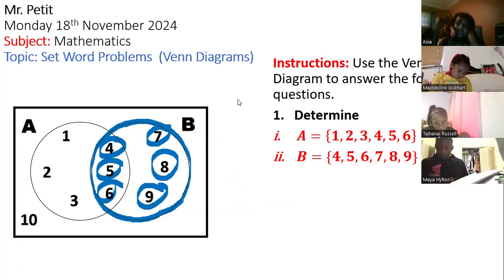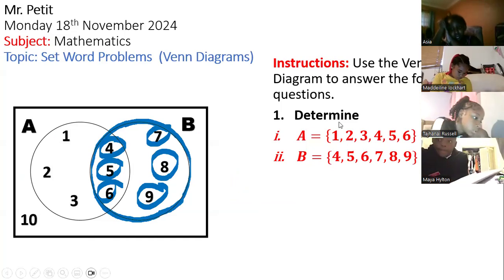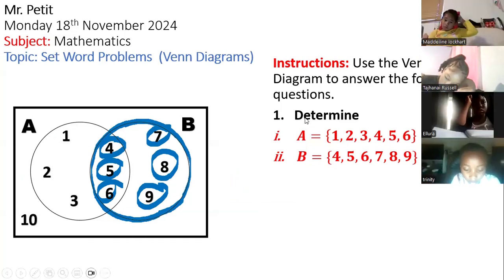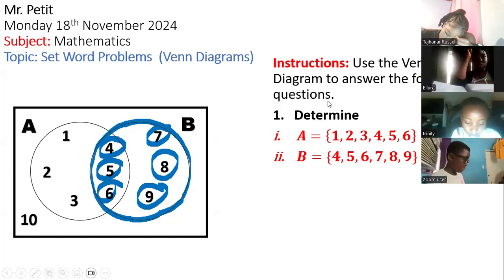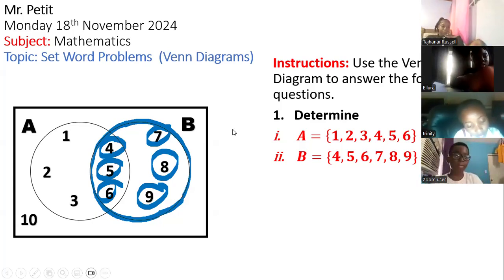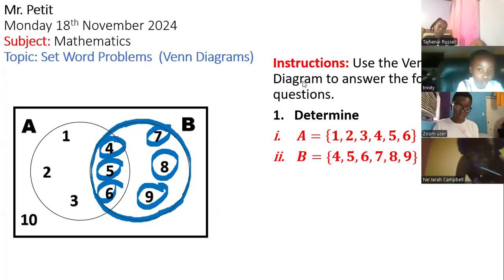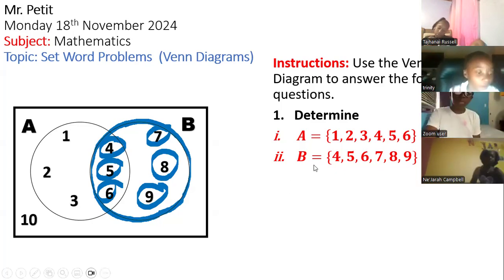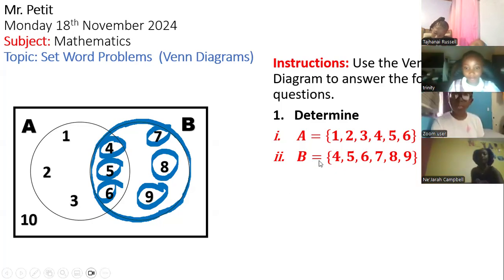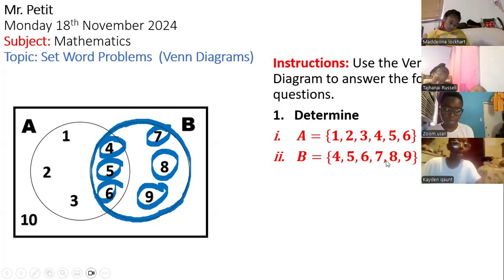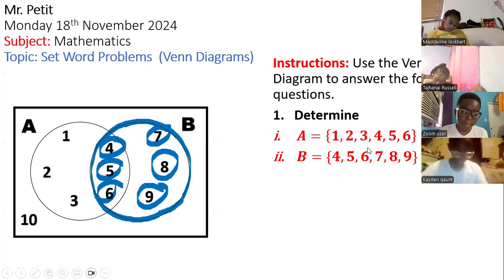All right. So Maya, what are the elements of A? The elements of A are 1, 2, 3, 4, 5, and 6. Alora, are you writing this down? Yes, sir. Trinity, what are the elements of B? The elements of B are 4, 5, 6, 7, 8, and 9. Good. Kaden, what are the elements of A? 1, 2, 3, 4, 5, 6.